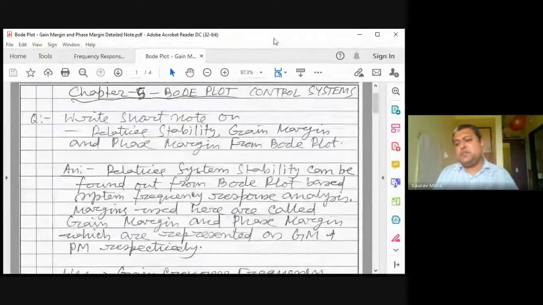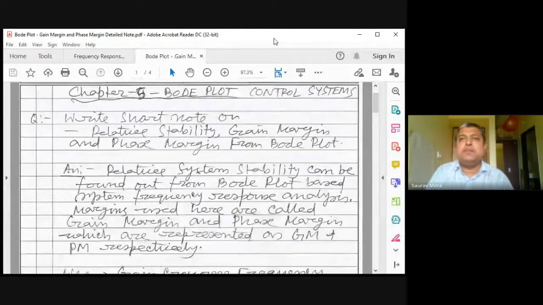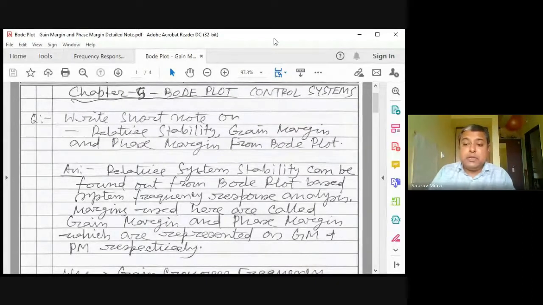System phase means what? The output is leading or lagging the input. So if I say a system phase is plus 45 degree, what is meant by that? It means that the output leads the input by 45 degree. Capacitor is having a leading power factor. Leading power factor means in that case you'll find that the current is leading the voltage by 45 degree. So the way the current is leading the voltage is called the power factor. So if I say a system has phase 45, the output will lead the input by 45 degree.